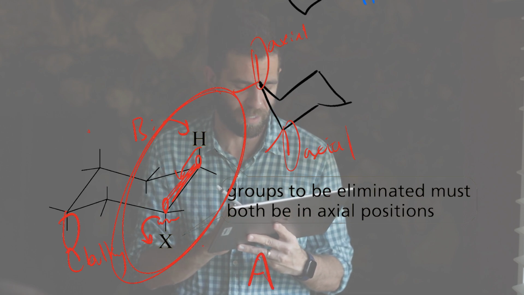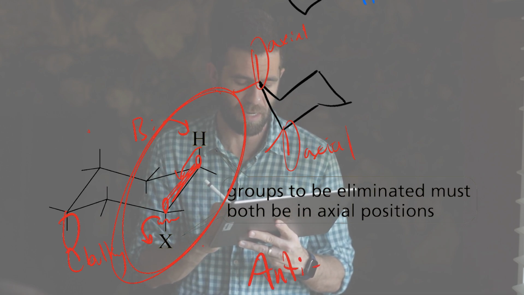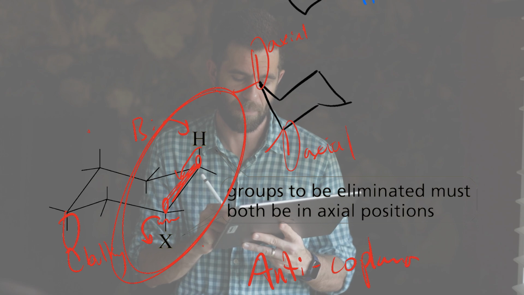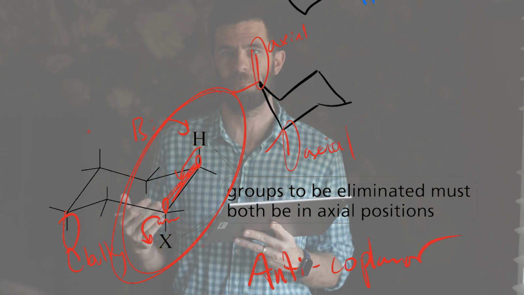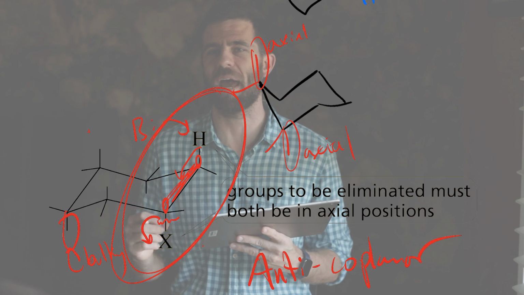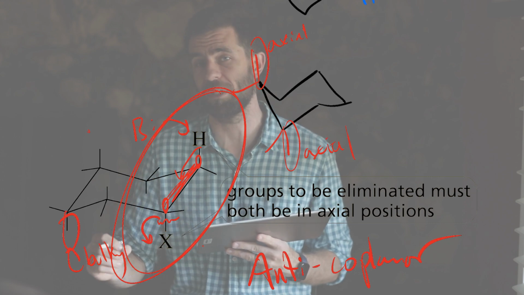So that is how these reactions are controlled by the fact that they need to be anti. And we call this literally anti-coplanar because they are in the same plane, though they are anti to one another. So always look for that and how that stereochemistry controls these reactions.